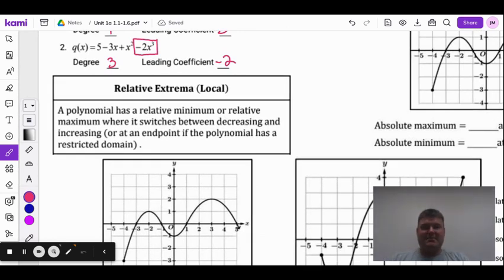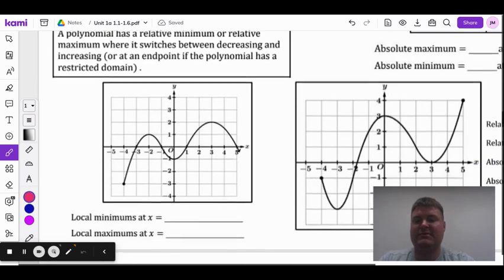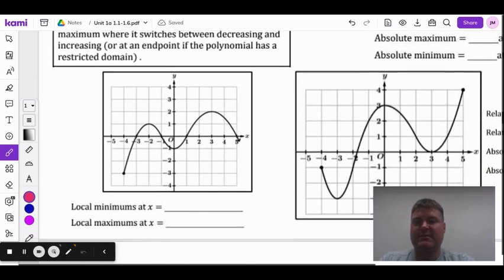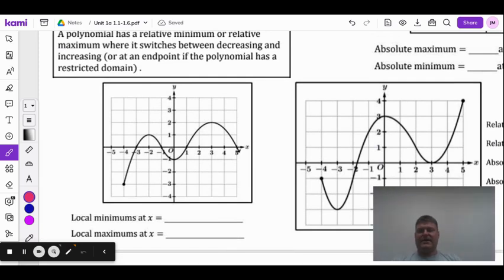Relative extrema, same thing as local extrema. You're going to see both those words being interchanged, so be aware of both of them. So a polynomial has a relative minimum or relative maximum where it switches between decreasing and increasing, or at an endpoint. If we have an endpoint, it could be a relative extrema as well. And we'll talk about whether it's a min or max. That being said, by that definition, let's look at this graph right here.